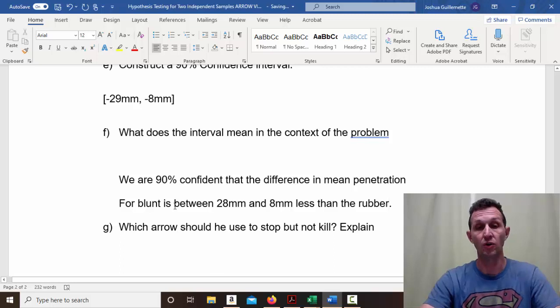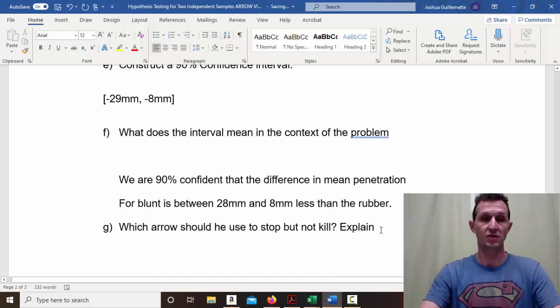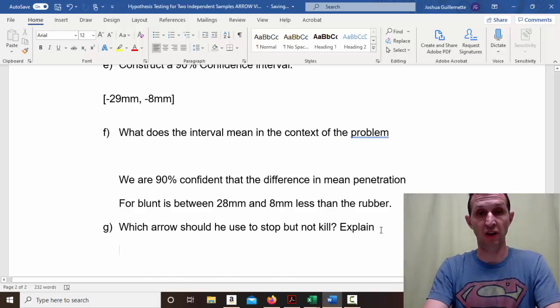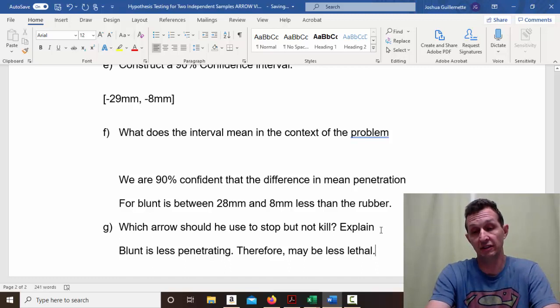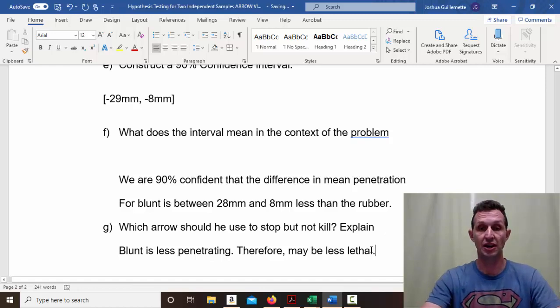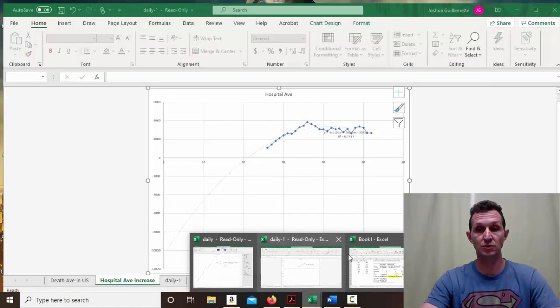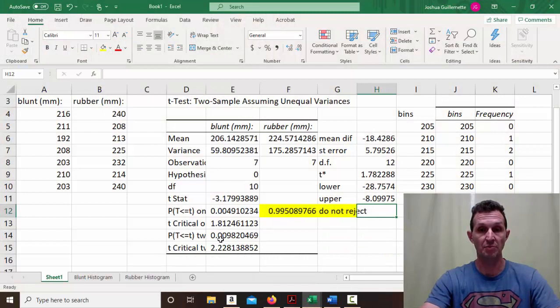Okay? So, which arrow should he use to stop but not kill? Explain. So obviously here the blunt is penetrating less, right? The blunt is less penetrating, and therefore may be less lethal. Okay, or it's definitely less lethal, or it's probably less lethal, something like that. Okay, so that's that. That's how you do it in Excel. That is how you would calculate the hypothesis test and the confidence interval.